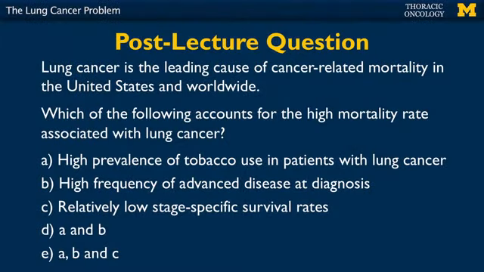So going back to the question that we asked at the top of the lecture, lung cancer is the leading cause of cancer-related mortality in the United States and worldwide. Which of the following accounts for the high mortality rate associated with lung cancer? A, the high prevalence of tobacco use. B, high frequency of advanced disease. C, relatively low stage-specific survival rates. D, A and B. Or E, A, B, and C. And we see that the correct answer is E, because all of the 3 answers given in A, B, and C are correct, as we have just discussed in this lecture.